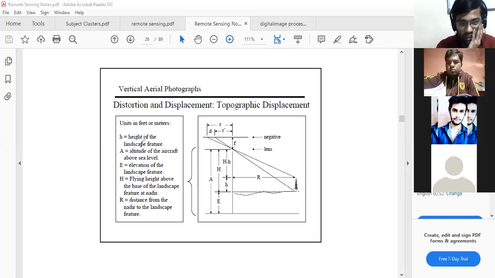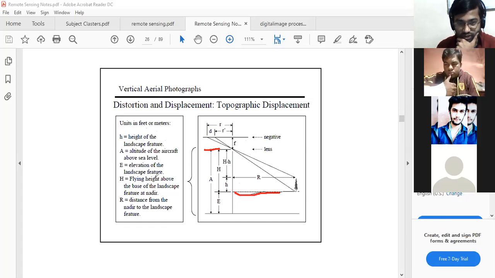h is the height of the landscape feature. Okay, small h. So this is your ground surface. This dotted line is showing your ground surface. This is your tree. This is your focal length, f. A is the altitude of the aircraft. So this much here you are having the aircraft.